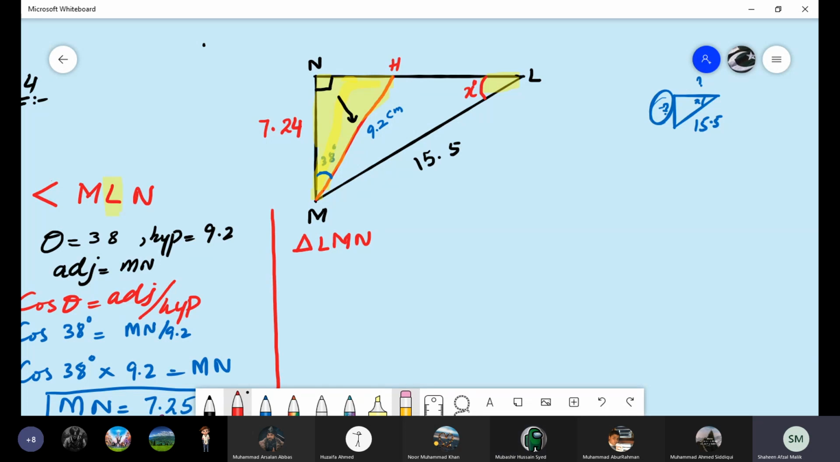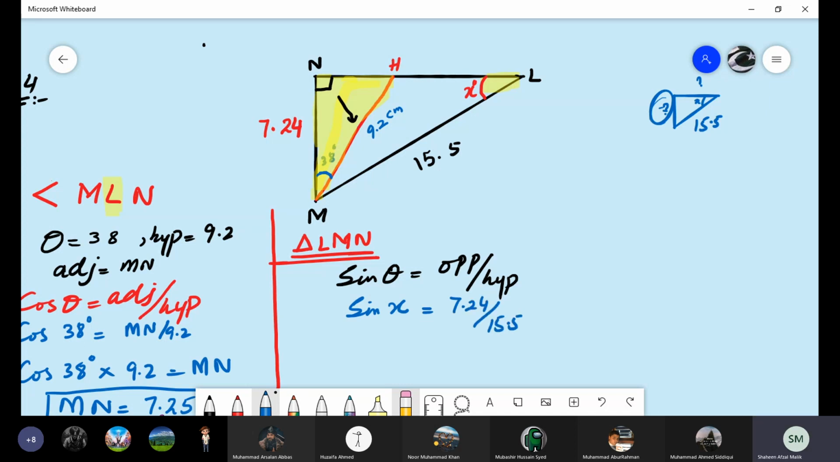We have to start right now. To find the angle in triangle LMN, just focus on what is given to you. We can use the ratio sine theta equals opposite over hypotenuse. Very clear now. Substitute the values because we want to find this angle X. What is opposite? 7.24, and hypotenuse is 15.5. So can we find X by taking sine inverse? Yes, ma'am. Take sine inverse of 7.24 over 15.5.